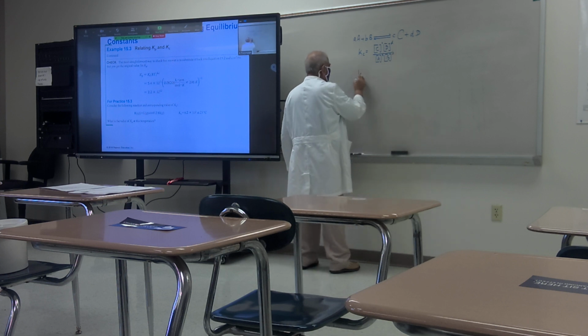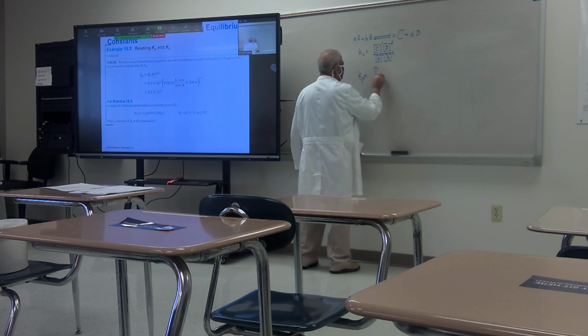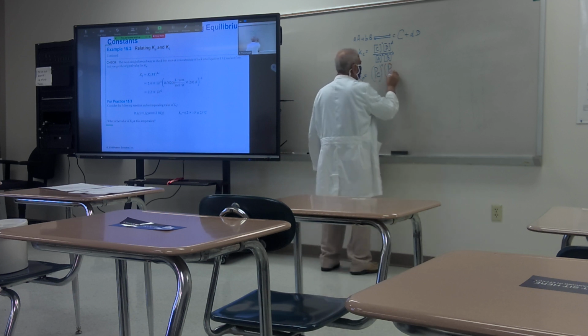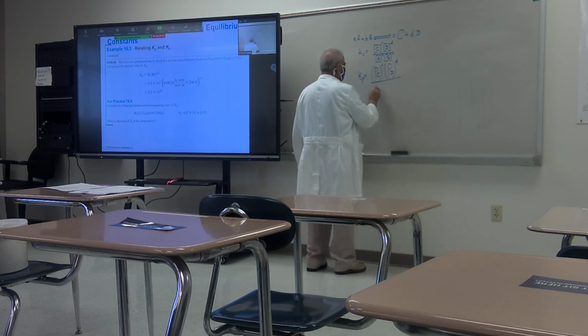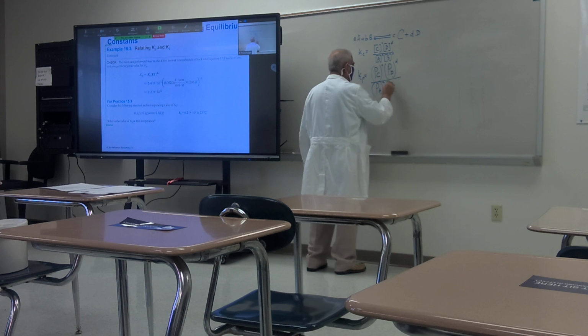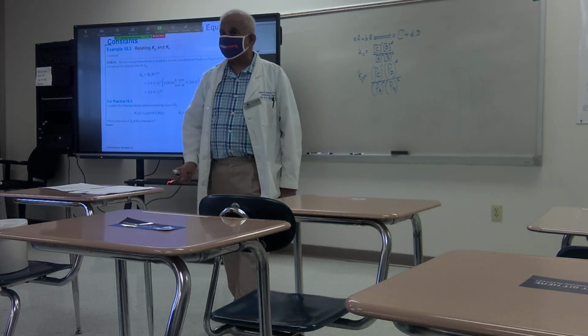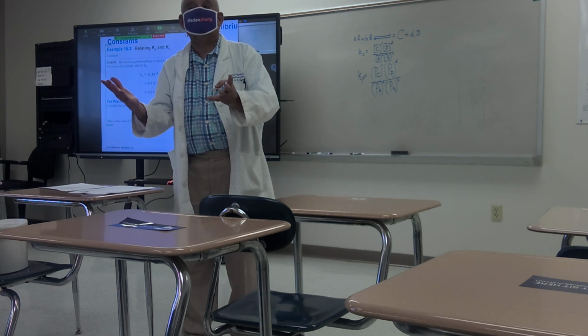And how do you write Kp? Kp equals partial pressure of C to the power of c, partial pressure of D to the power of d, over partial pressure of A to the power of a, and partial pressure of B to the power of b. This is how we write for Kc and Kp. This is after the reaction reaching the state of equilibrium. Is it clear?